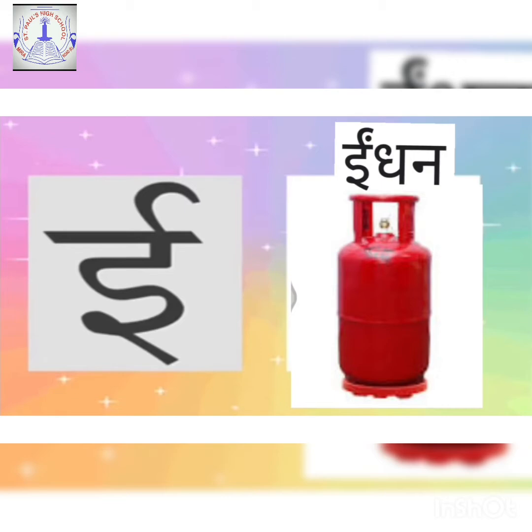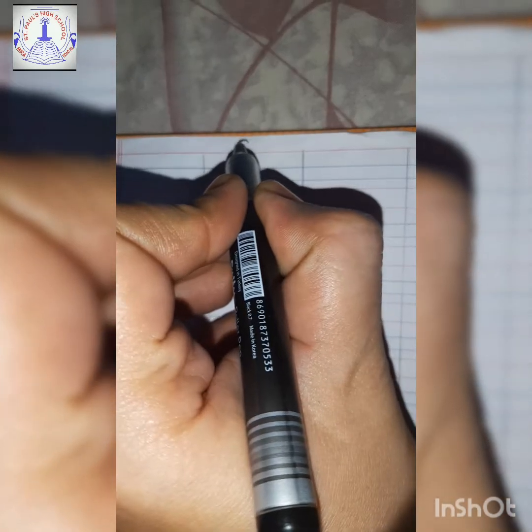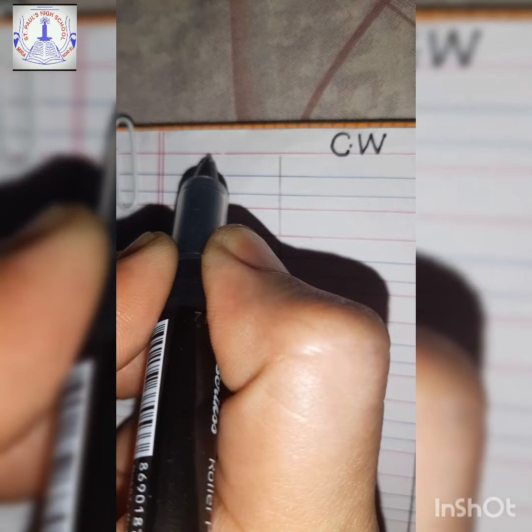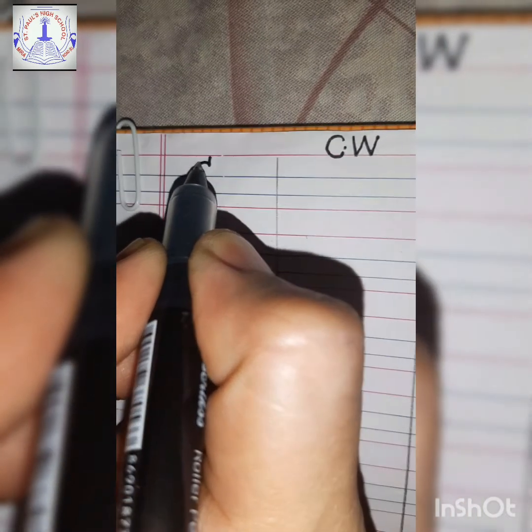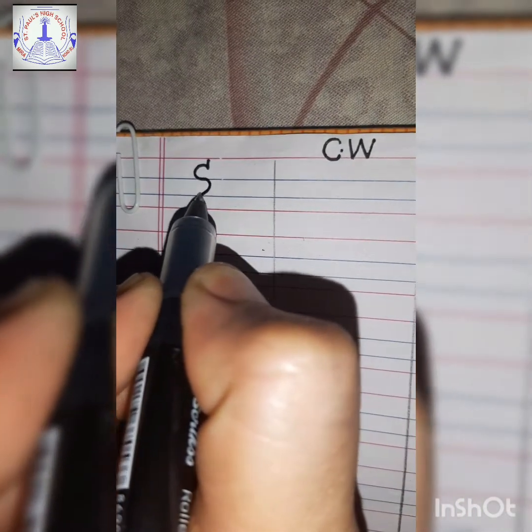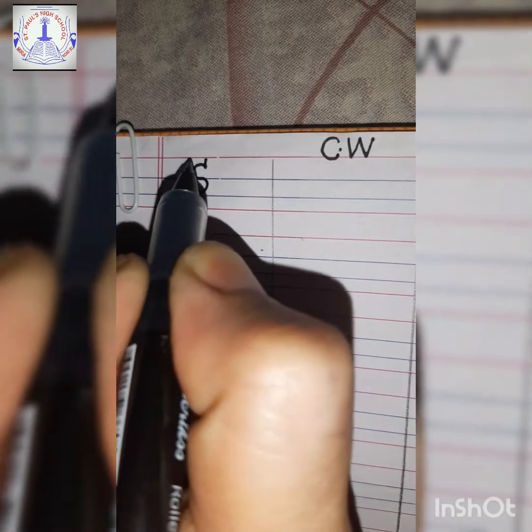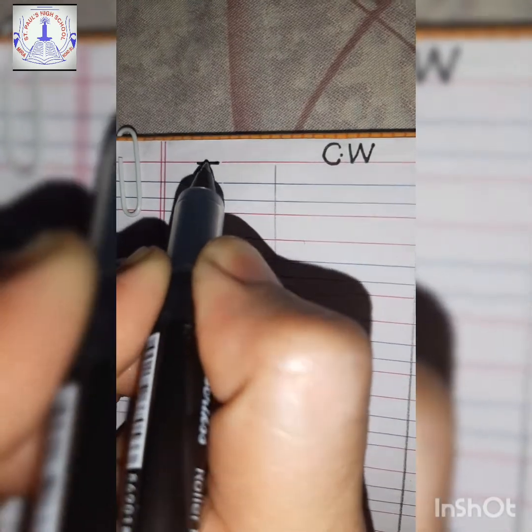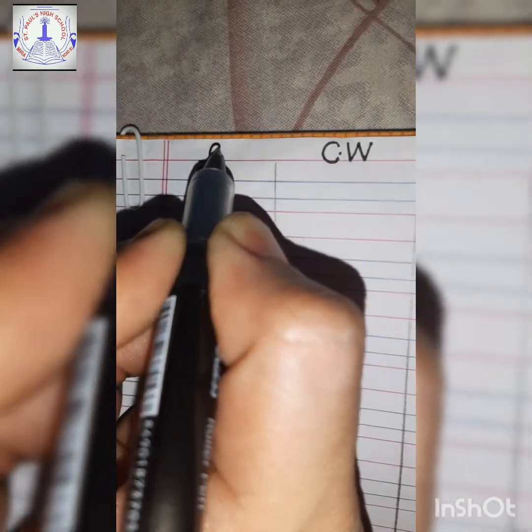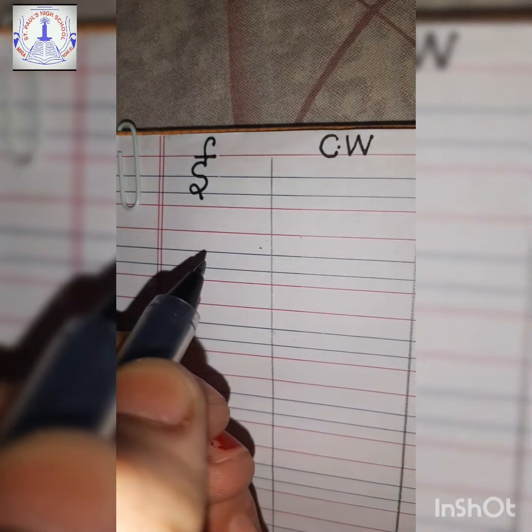Now children, let us start with our writing part. Time to open your H1 notebook. Put today's date and write CW in the center. Now first line, make a small standing line. Make a front curve. Touch the first blue line. Then make a back curve, touching the second blue line.